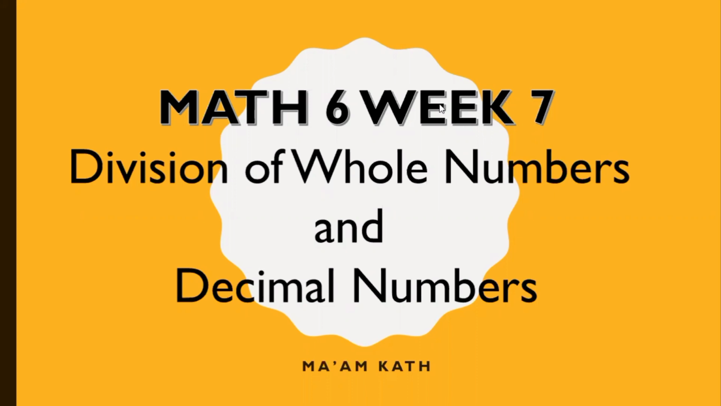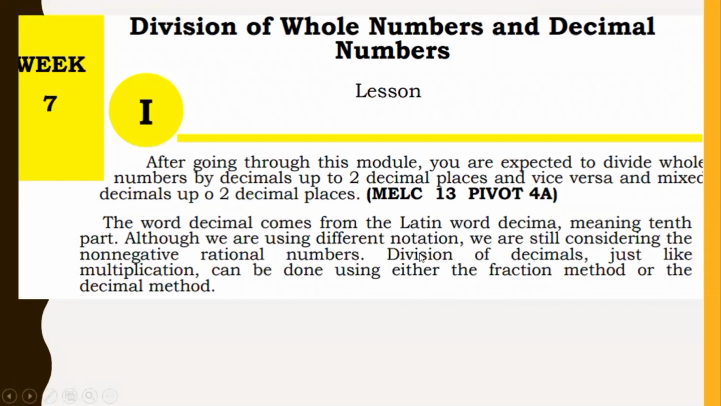Let's start our lesson. The reference of this lesson is from Pivot for a module Mathematics 6. After going through this module, you are expected to divide whole numbers by decimals up to 2 decimal places and vice versa, and mixed decimals up to 2 decimal places. This is for Melc number 13, Pivot 4A.